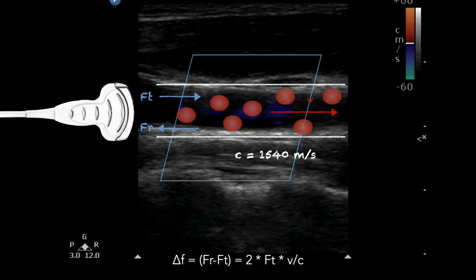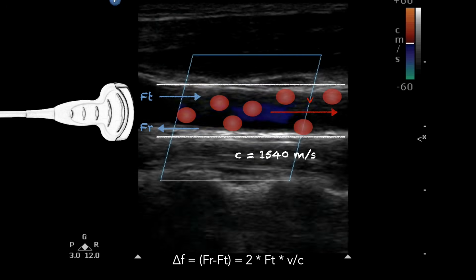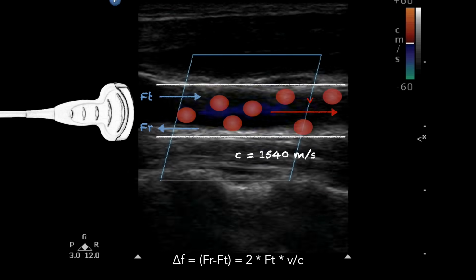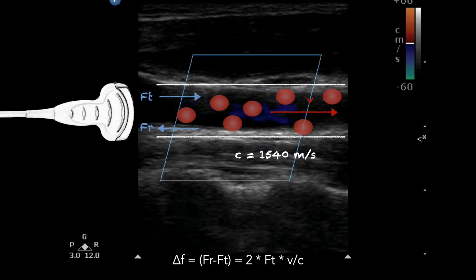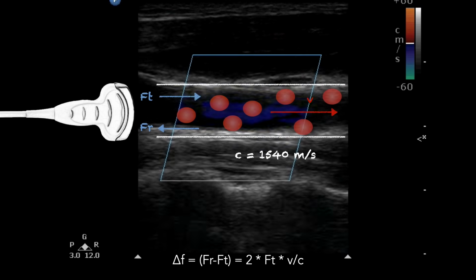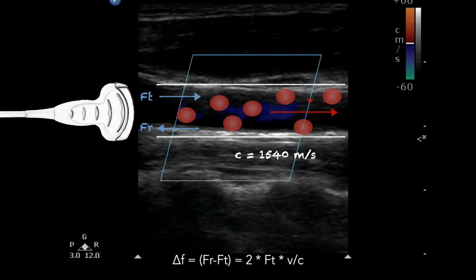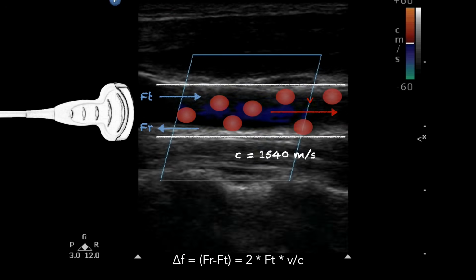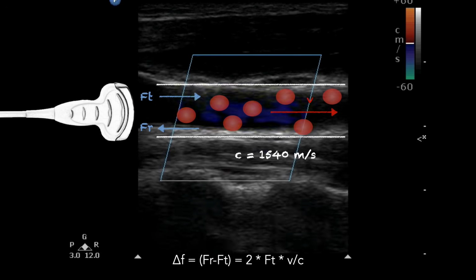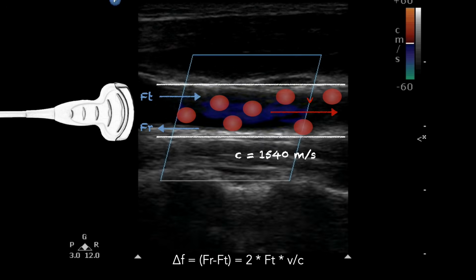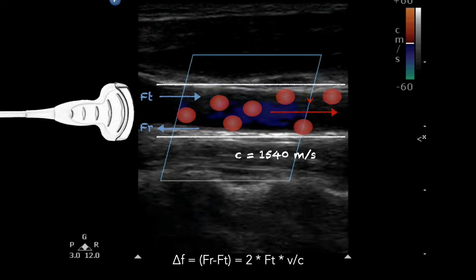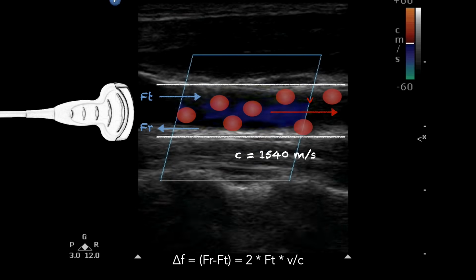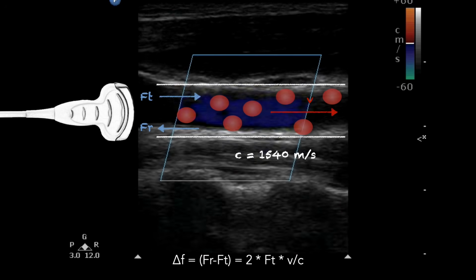Which is equal to 2 times the frequency transmitted, right? So the machine knows what frequency it sends out, times the velocity of that thing over the speed of sound in that tissue. And so if we isolate this back out, delta F equals 2 times the frequency transmitted times the velocity over the speed of sound in tissue. And that gives us the basis for our understanding of this Doppler principle, right? This is the math that the machine's going to use in the background.